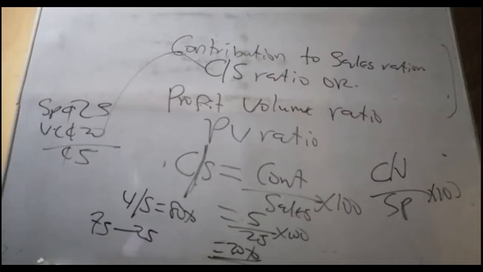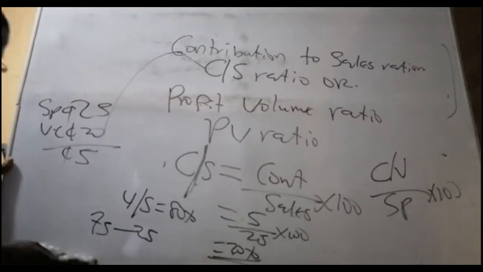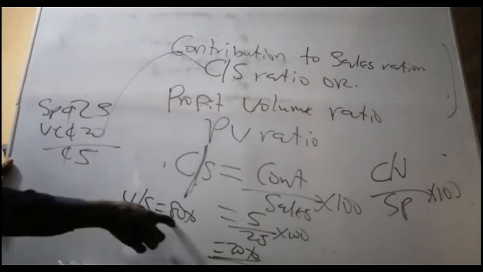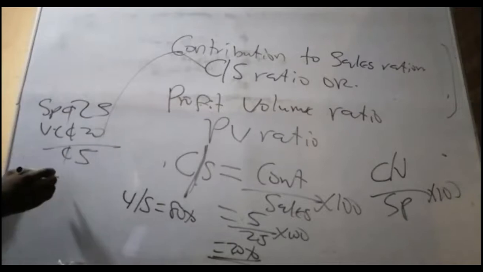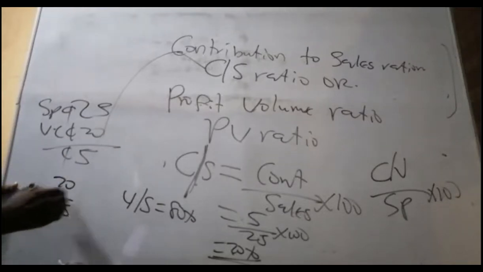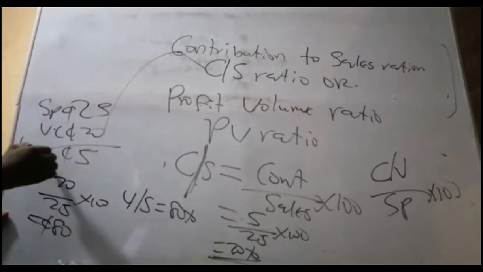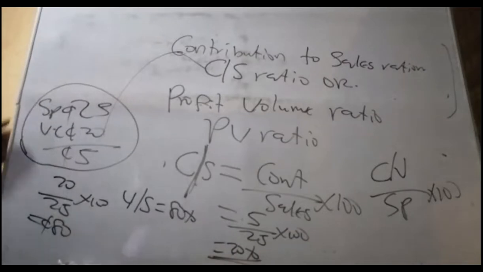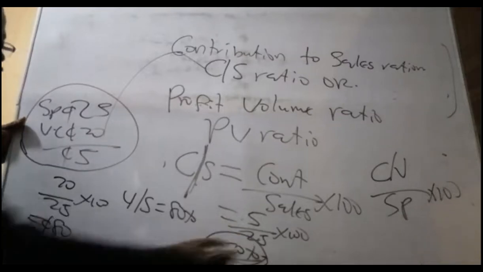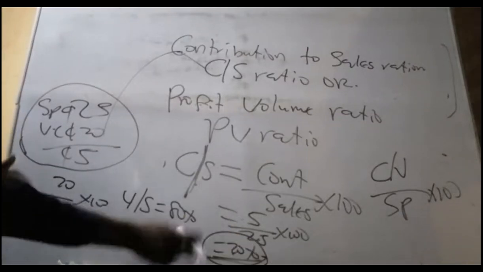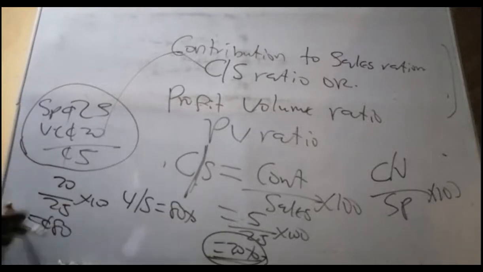Now you can even confirm this. The variable cost to sales ratio is 80. Take the variable cost 20 divided by 25 times 100. You get the same 80. But in those questions, we will not make this information available so that you can easily calculate it. No. The only information that we can make available to you is this 20%. So you have to know that once the CS ratio is 20%, the variable cost represents 80.